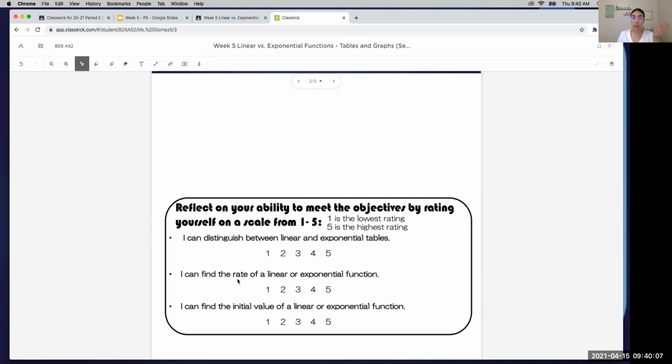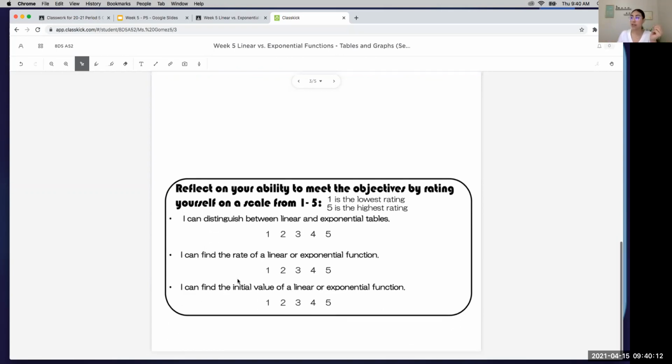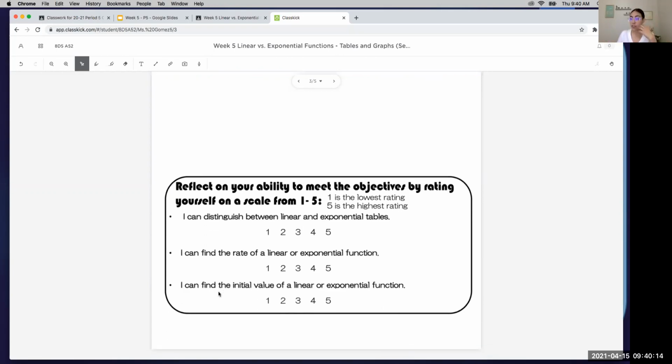So rate just means constant rate of change or a constant multiplier. Rate is just how something's changing. And the last one is, can you find the initial value of a linear or exponential function? So I'll give you guys about a minute, maybe less if I see that you guys are all done with that. How do you feel about today's objectives? Are you able to meet them?